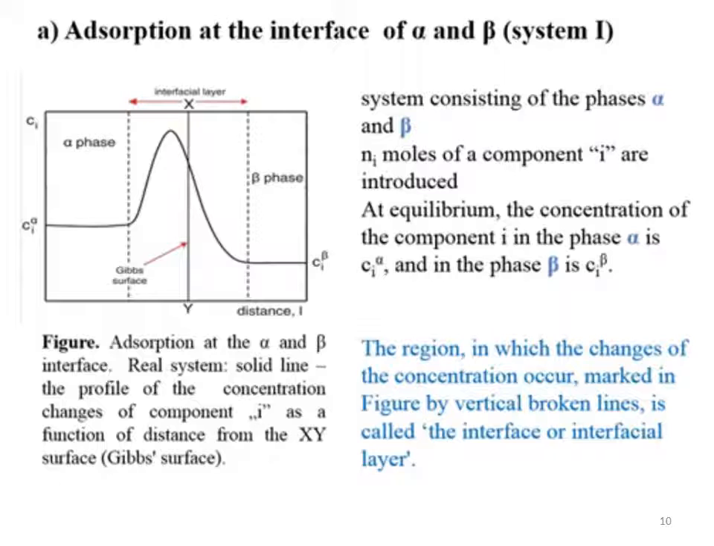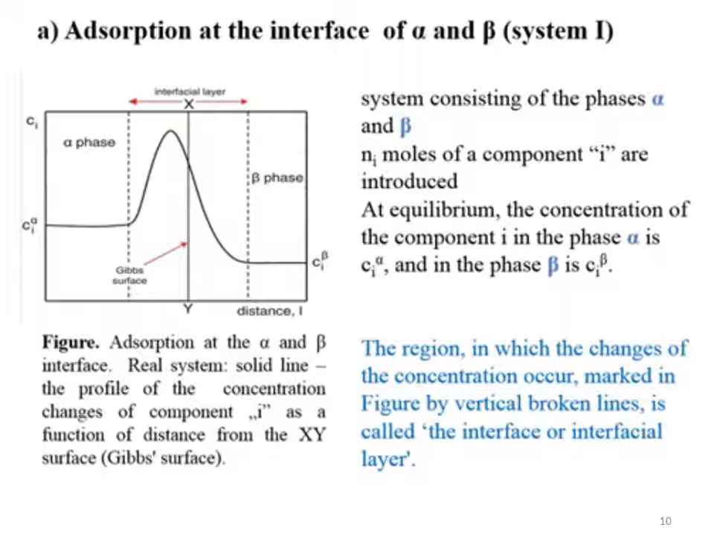And if we talk about the beta phase, then we go from right to left. From the right, Ci beta is written, and its concentration remains constant up to the dotted line of the interfacial layer. When we cross the dotted line from right to left into the interfacial layer, its concentration Ci beta increases, and its increase is less than the increase on the left side of the interfacial layer, where Ci alpha increases much.